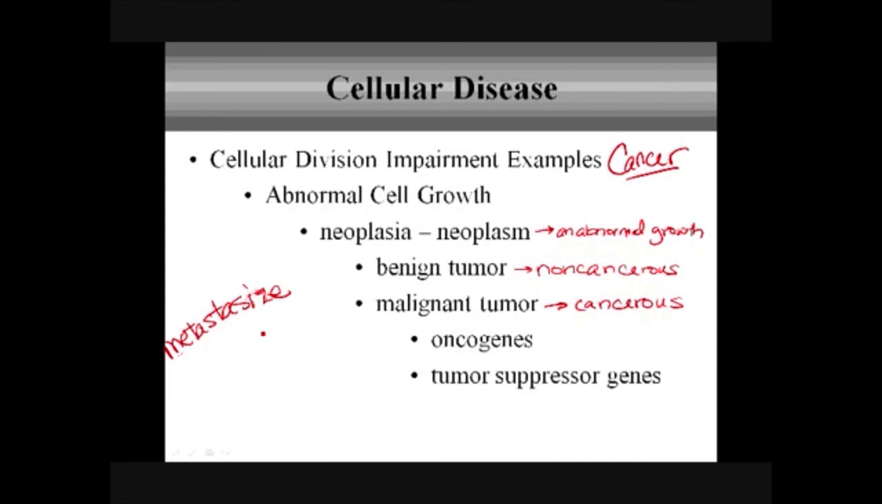Then we can also, when we're talking about cell division disease, we can talk about oncogenes. And what oncogenes actually do is that they activate other genes that increase cell division.